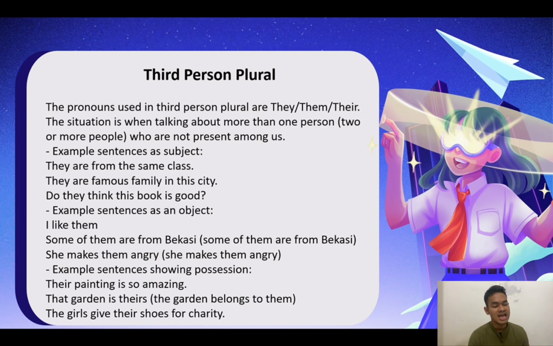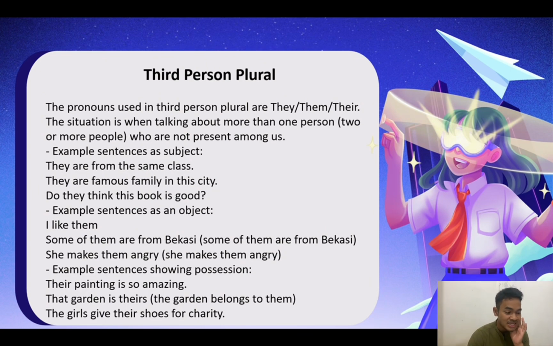Example sentences as subject. They are from the same class. They are a famous family in the city. Do they think this book is good? Example sentences as an object. I like them. Some of them are from Bekasi.